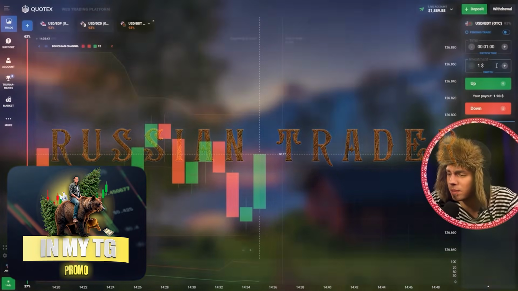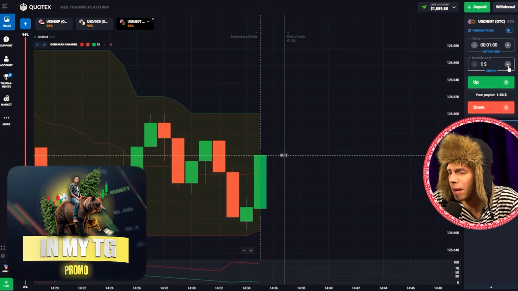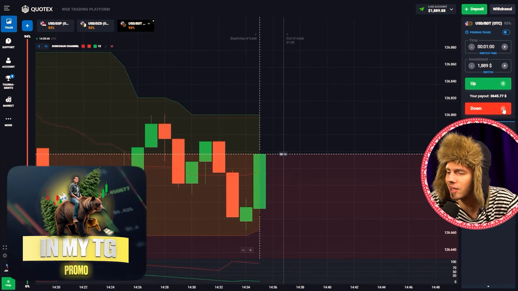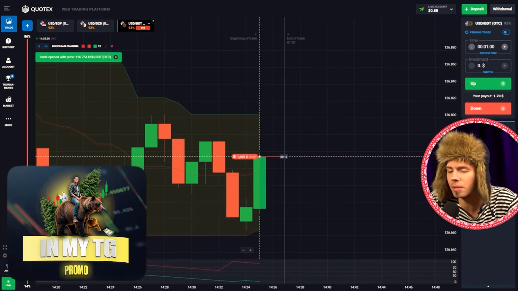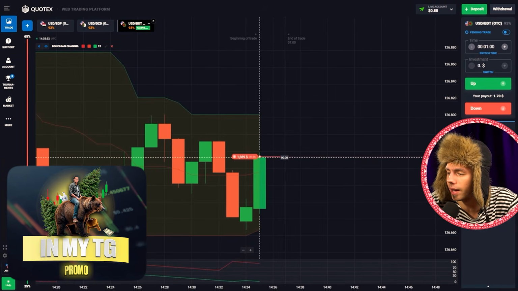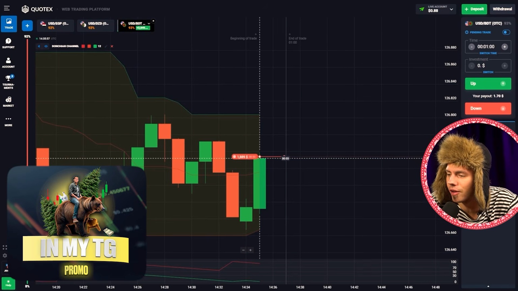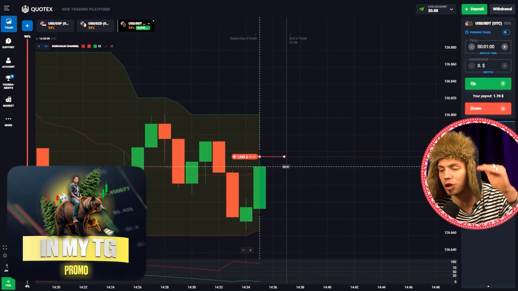So let's move on to the next pair. I'm about to open a sell trade at the moment. We already broke through the middle line of the channel with a paranormal candle, as you can see, twice the size of a normal candle. It's huge, guys.